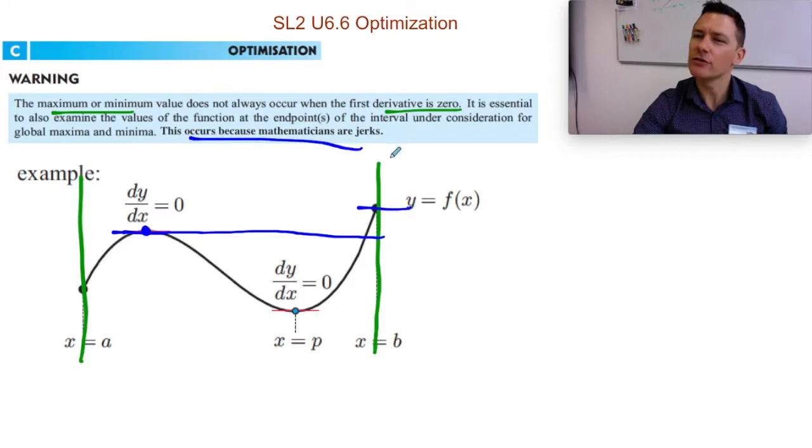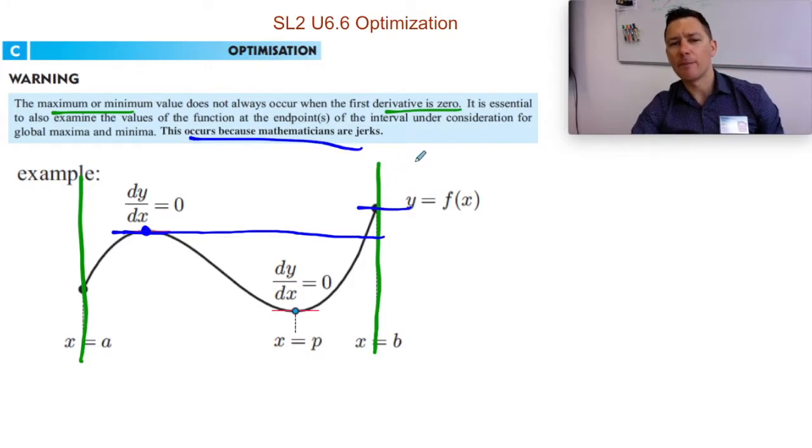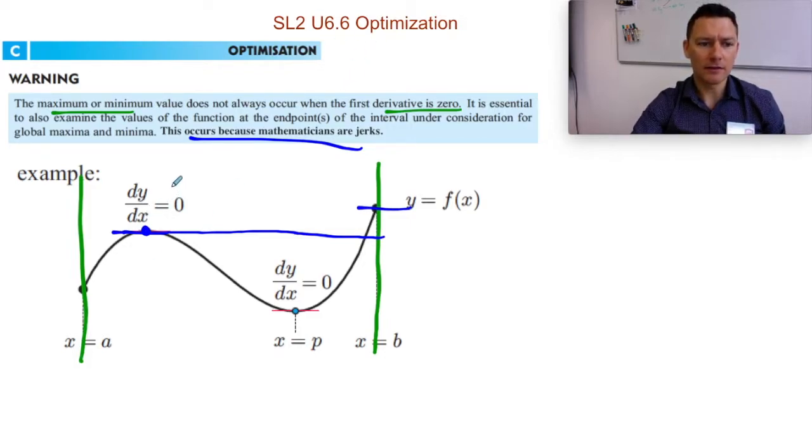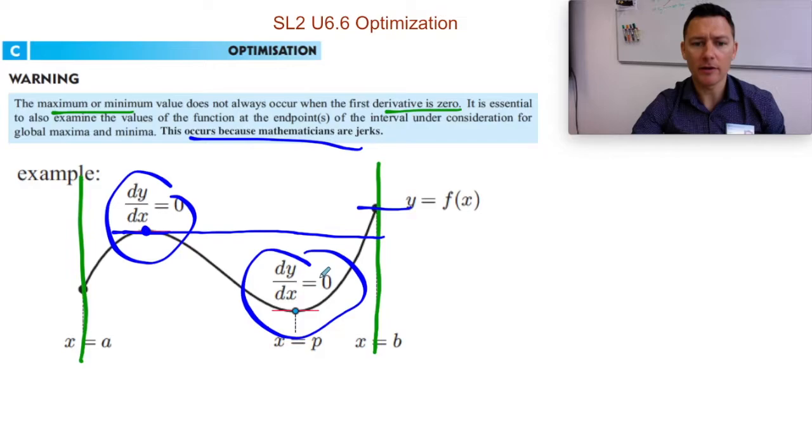It's because mathematicians are jerks. Just be careful with that. So test, when you find these spots, test the maxima, the minima, and test the endpoints.